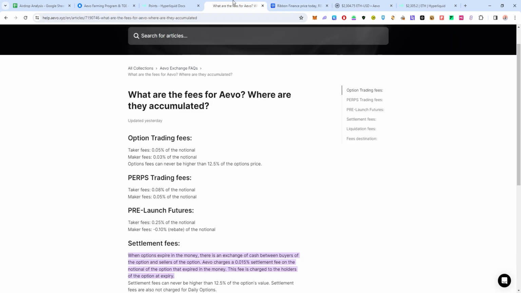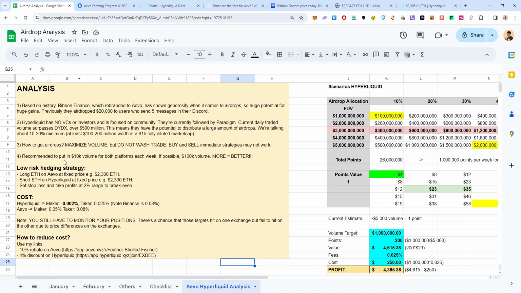Now if we go back to the analysis spreadsheet, for Hyperliquid, we know that they have no VCs or investors involved, and they are focused on community. But we also know that they are being followed by Paradigm. Paradigm is a very huge VC that is observing Hyperliquid, because right now they have generated close to 5% of Binance perpetual trading volume for Ethereum. That's how impressive they are. They have generated a huge trading volume. They even surpassed DYDX, one of the very famous old perpetual trading DEXs, with over 500 million in traded volume every single day.